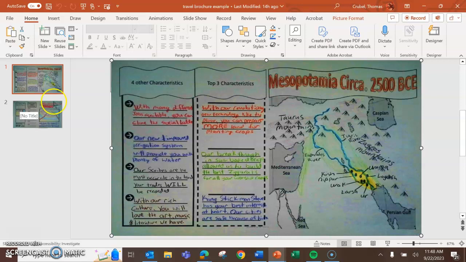All that information needs to be on there. It needs to be neat. It needs to be colorful. It needs to be legible, which means I can read it, because if I can't read it, I can't grade it. Please keep that in mind.